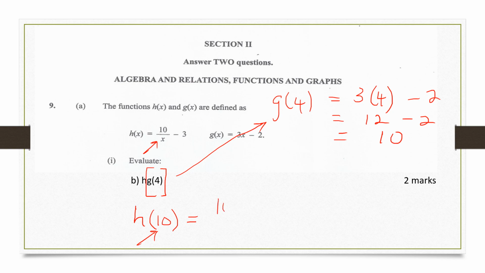So this is x in this particular function, and we're going to replace it with 10. So 10 over 10 minus 3 is equal. So you know this is going to cancel and give us 1. So it's 1 minus 3, which is equal to negative 2.